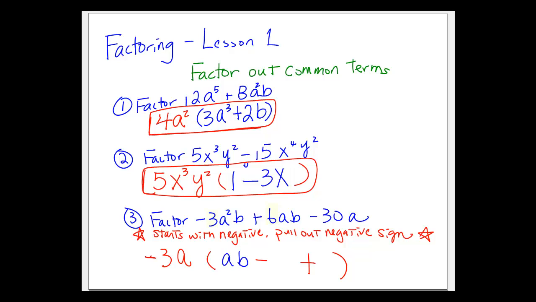And for the second term, 6 divided by 3 is 2. And then we pull out an a, so we still have b. For the last term, 30 divided by 3 is 10. We already pulled out an a, so that's all we have. Again, you can check your answer by multiplying this out. And if you get back to the question, it means you got it correctly. So that's number 3.